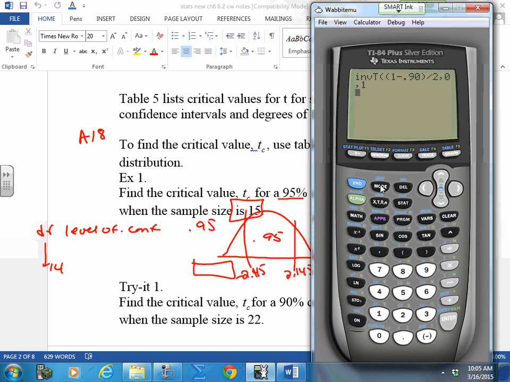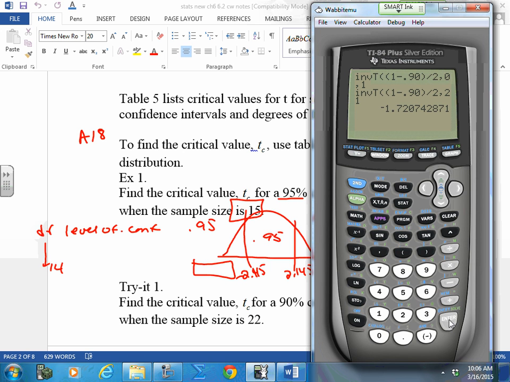What does yours say? Degrees of freedom. That's all it says, degrees of freedom? Yeah, it doesn't have the area. Sorry. The degrees of freedom would be what, 21. 21. That's all you need.